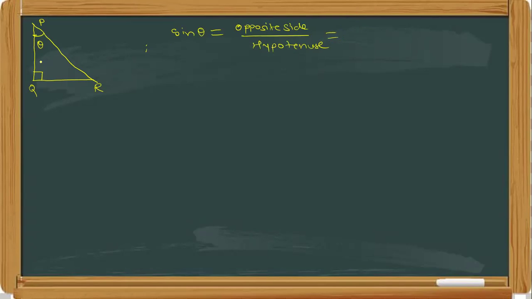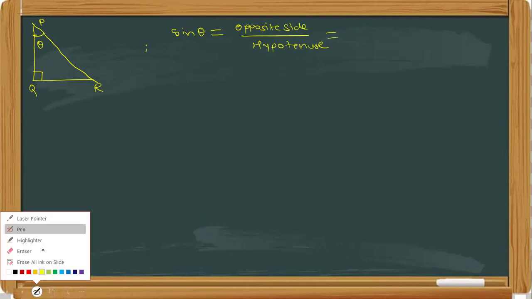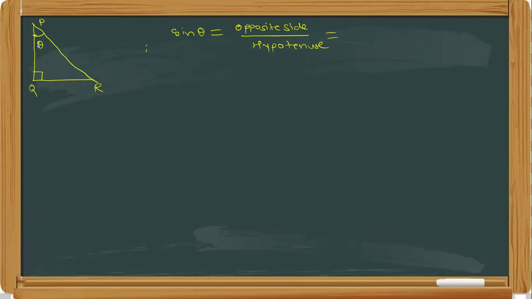Where is PQ? See, the theta is this one. This is the theta. Then according to this theta, tell me the opposite side and hypotenuse. Hypotenuse is PR, and opposite is PQ. So this is the angle and its opposite side is this one, PQ. This is the PQ.